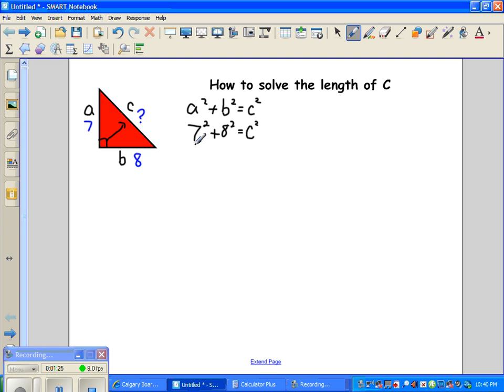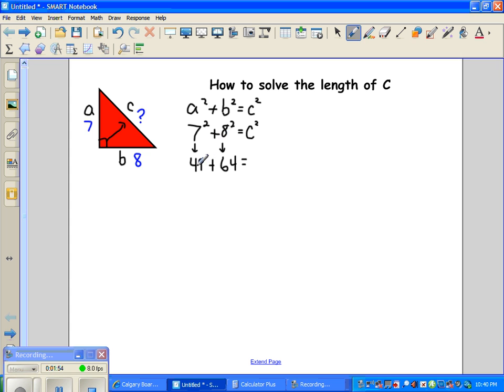The next step is to calculate everything that you can in the equation to make the equation simpler. So 7 squared means 7 times 7, which is 49. You add that to 8 squared, which is 8 times 8, equaling 64.